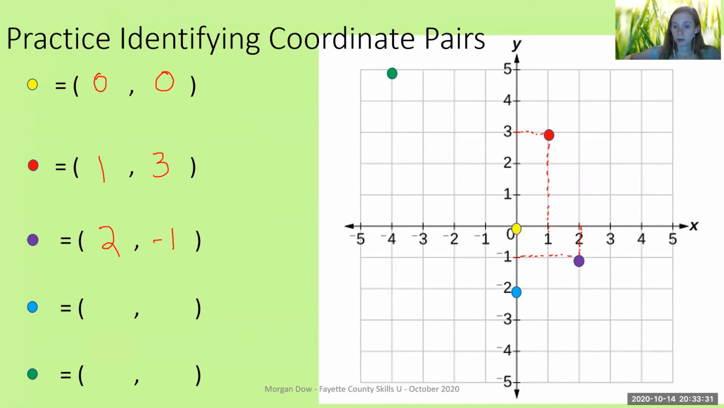The blue point is lined up with 0 on the x-axis. It's sitting right at the center of the x-axis. And then it's down at -2 on the y-axis. So the blue point is at (0, -2). And then finally, this green point is at -4 on the x and 5 on the y. So (-4, 5).